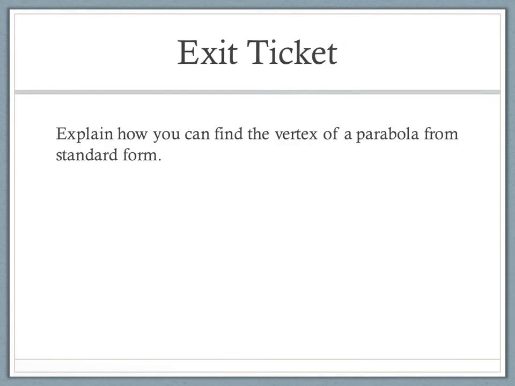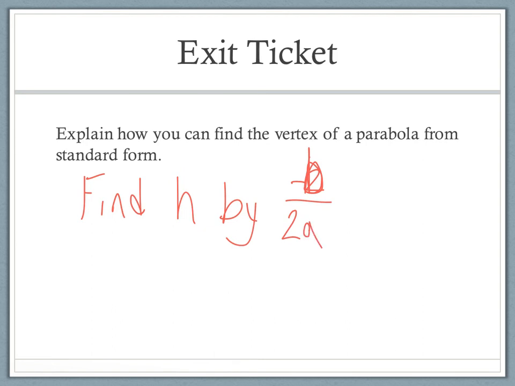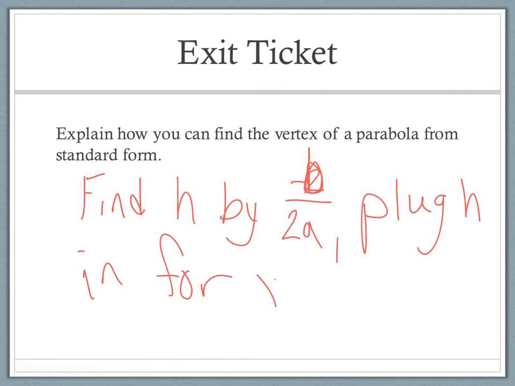So how can we find the vertex of a parabola in standard form? That's kind of what we just did. We can find h by doing negative b over 2a, or opposite of b over 2a, and then plug h in for x to find k. That's how we can find our vertex given standard form.